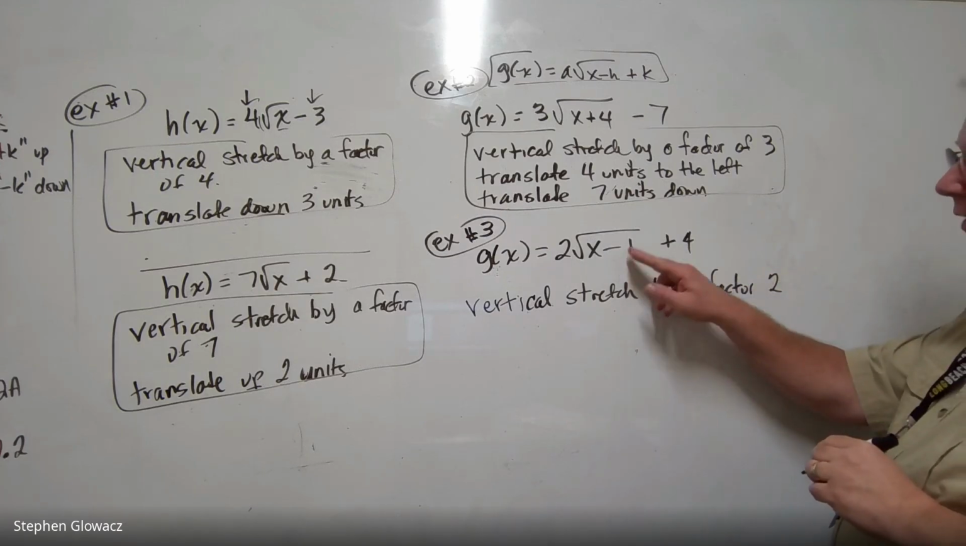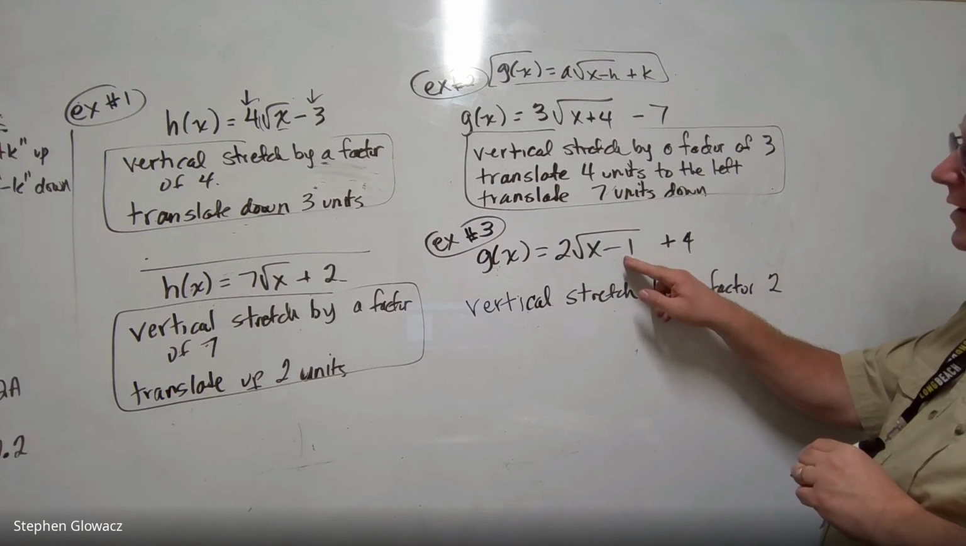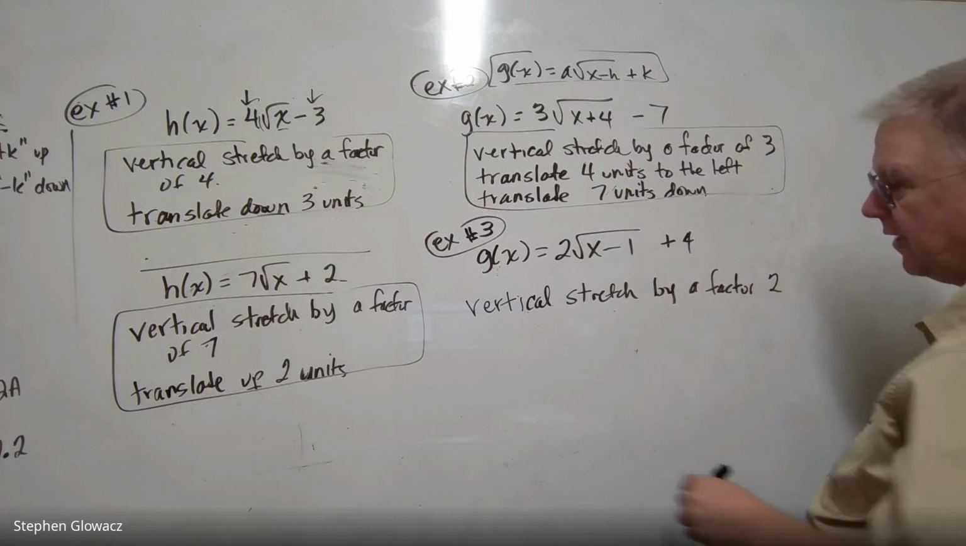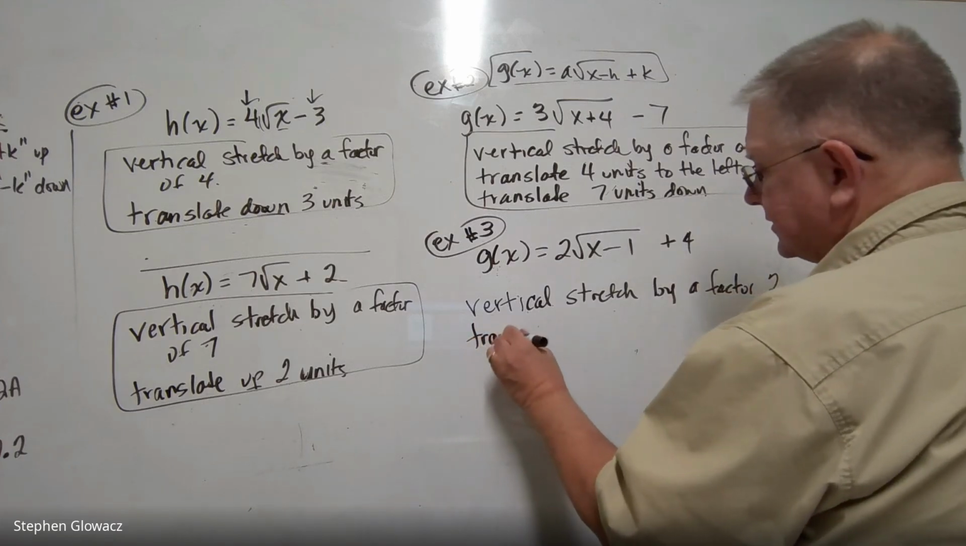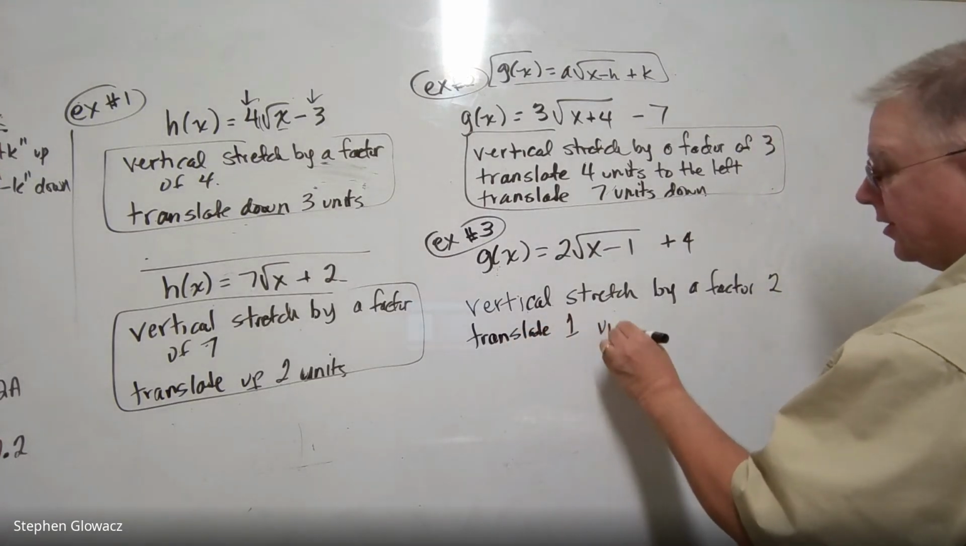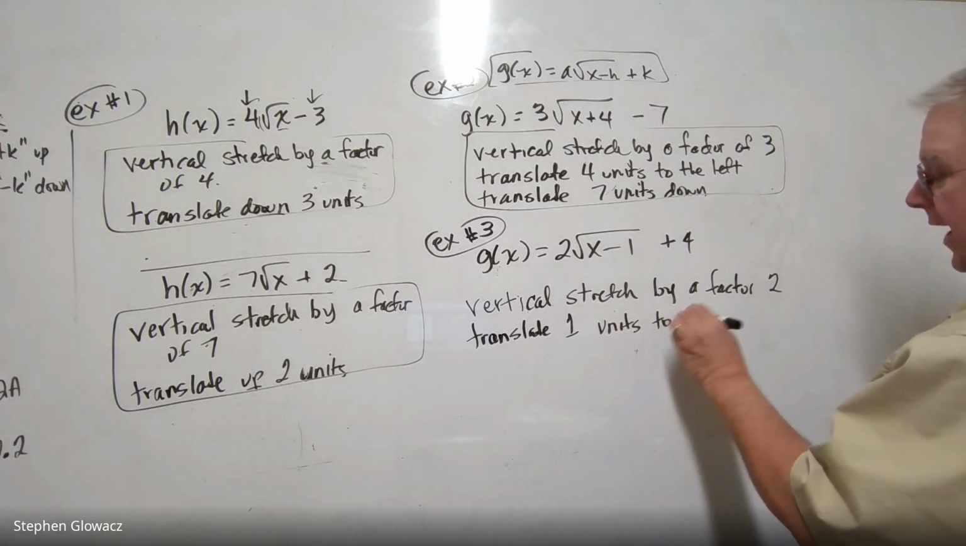Underneath the radical, we have a -1. So that's h, so that's left and right. Minus, remember, moves us to the right. So we're going to say translate 1 unit to the right.